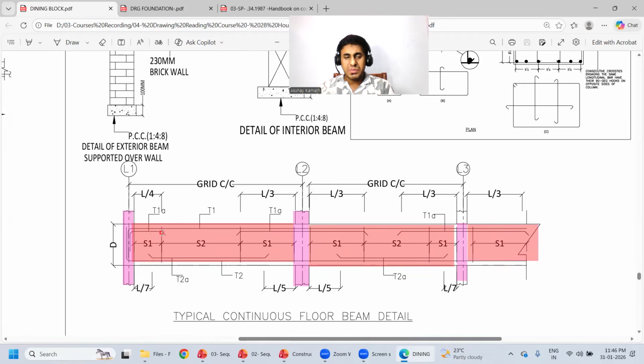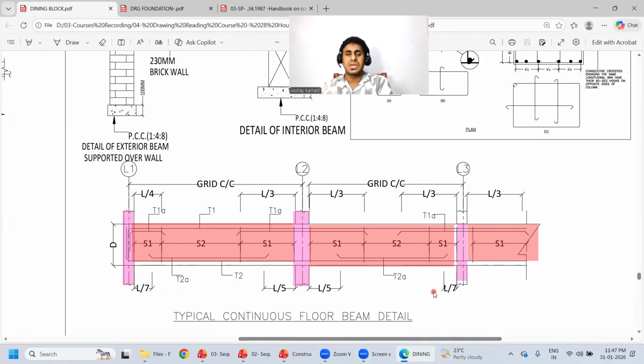You can see this top left extra bar. This top left extra bar has to go up to L by 4 distance. Then this middle bar on the right side has to go up to L by 3. This bar also has to go up to L by 3. Then this bottom bar is the bottom curtail bar. Till where you have to curtail, it is written L by 7. Here it is written L by 5.